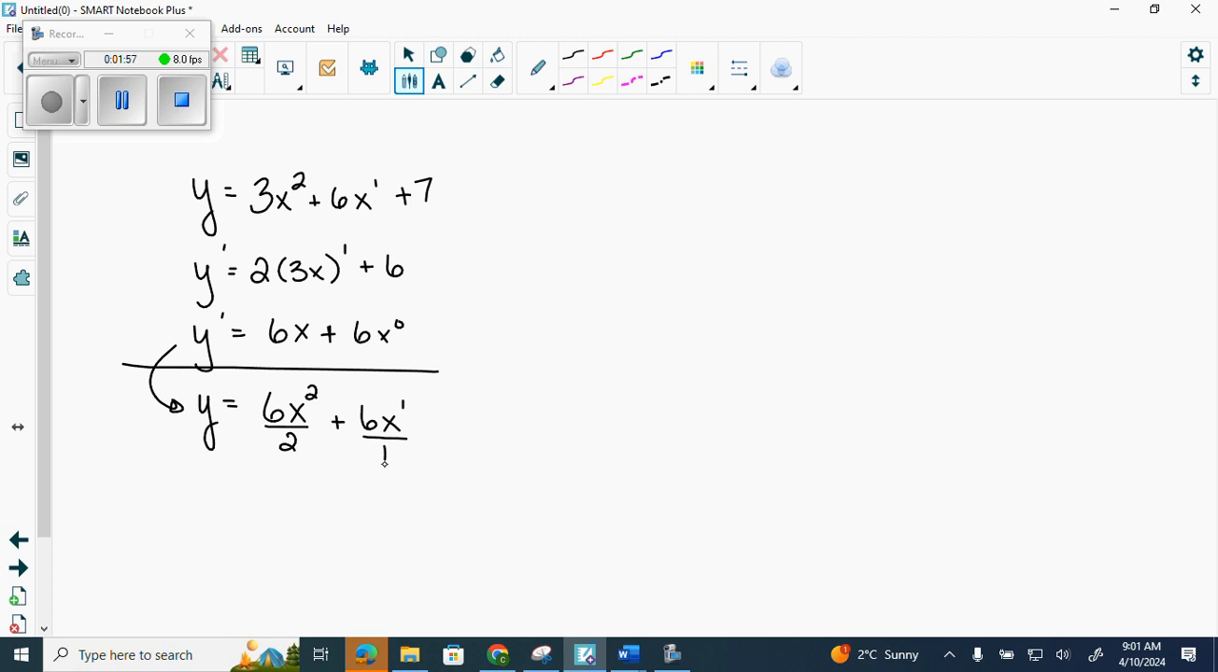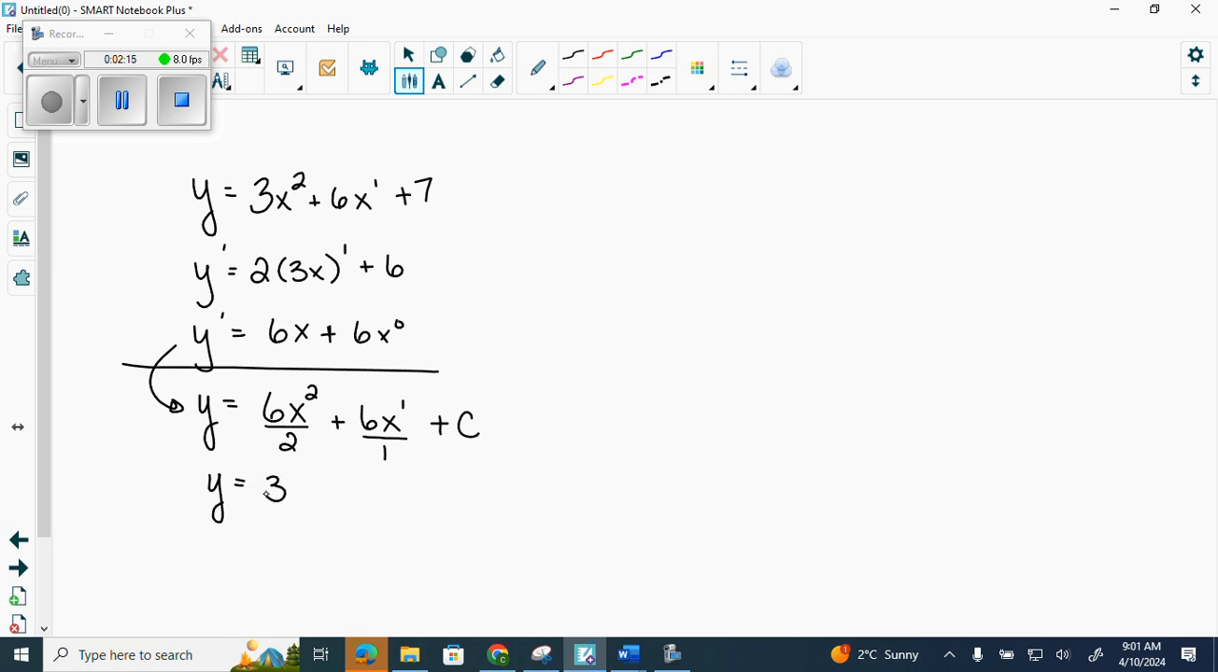And this is where the problem lies. The 7, the constant, is gone, right? There's no remnants of the constant. The constant is just bye-bye. So what we actually have to do is just put a plus c at the back. That's not a number.